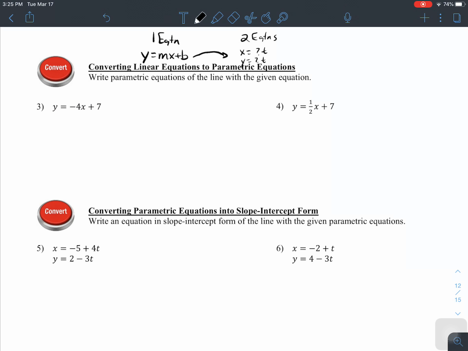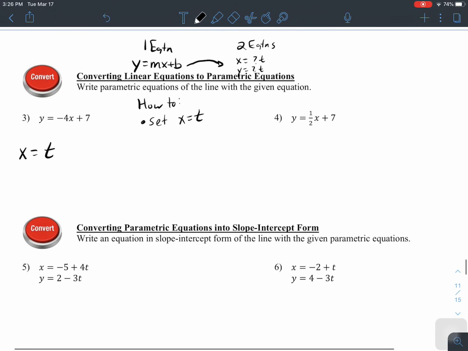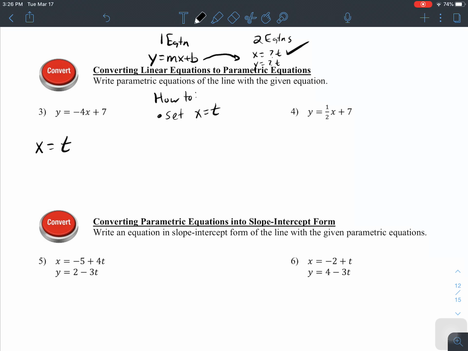So to create the first equation, what you do is you first set x equal to t. Create that for the second equation you need. I'm going to say, you know what? x equals t. Done. There is one of my 2 equations. So I got one equation. Boom. Now let's create that second one.